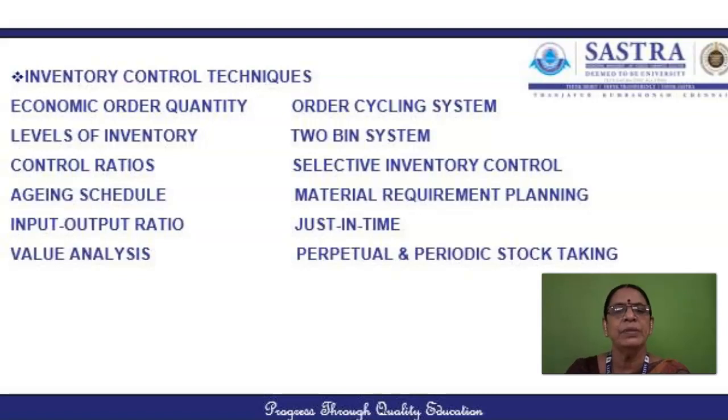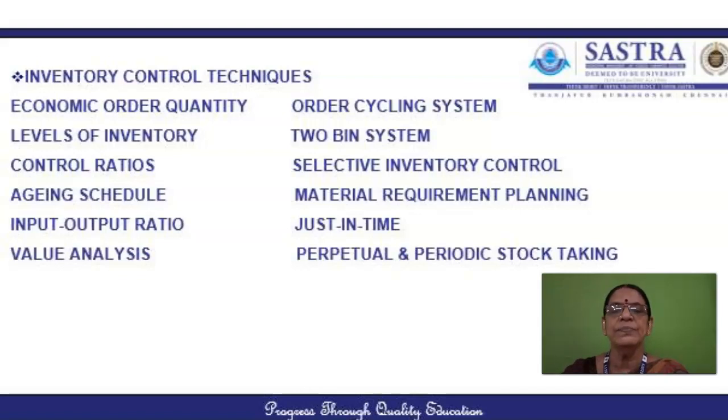Maximum level: reorder level plus reorder quantity minus minimum usage into minimum reorder period. For A, 450 plus 300 minus 25 units into 4 weeks comes to 650 units. For B, 300 plus 500 minus 25 into 2 comes to 750 units.